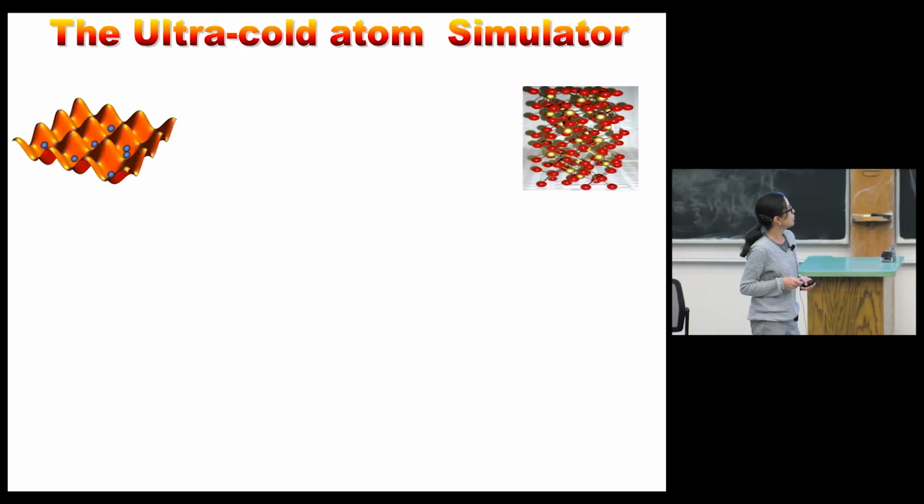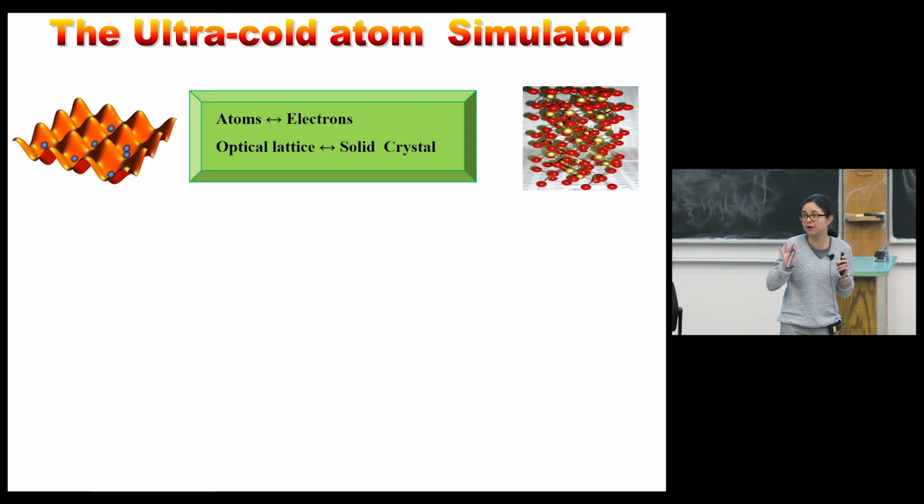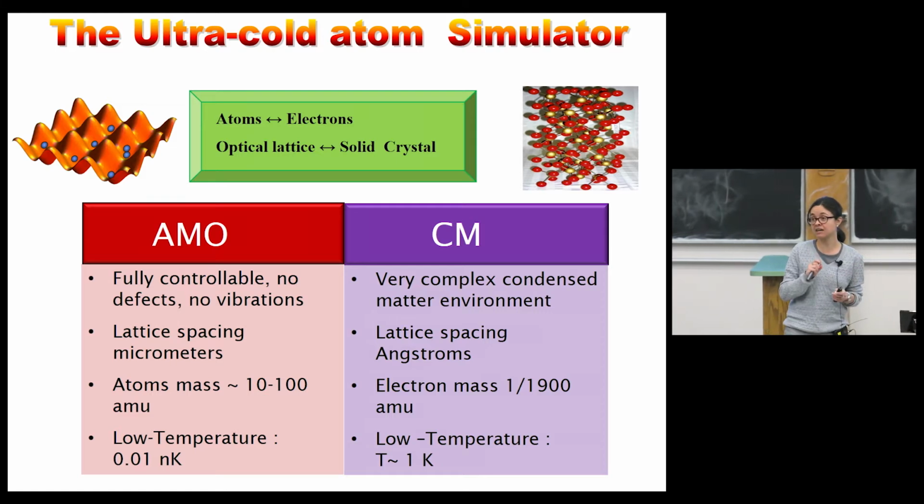All right, so the idea of quantum simulation, as I mentioned before, is that we want to use atoms to emulate the behavior of electrons, and we trap them in an optical lattice that plays the role of solid-state crystals. So in principle, this sounds like a very, very good deal. However, it's true, but there are big challenges.